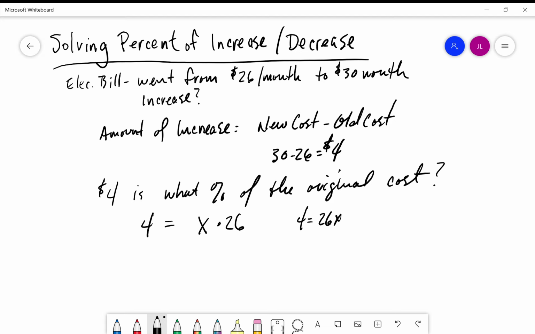Now we can divide both sides by 26. 4 over 26 is equal to x. So x is equal to, and I'm going to do a little cheating here with a calculator, 4 divided by 26 is equal to 0.1538. So we could say that the percent of increase is 15.38%. Now, the base, when we're talking about percent increases or decreases, is where we started. We started at $26.